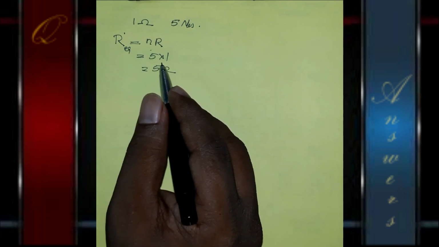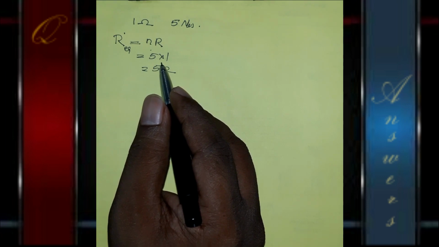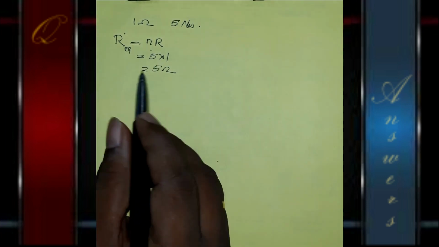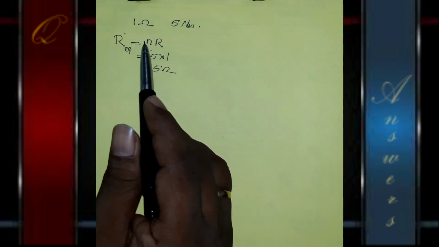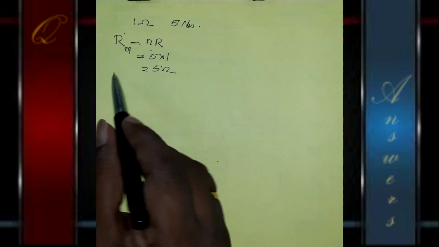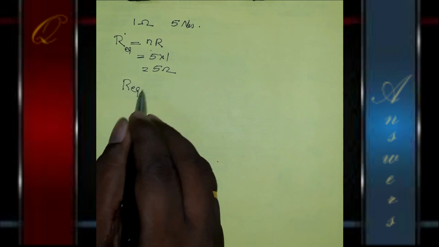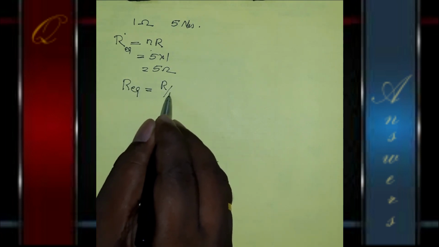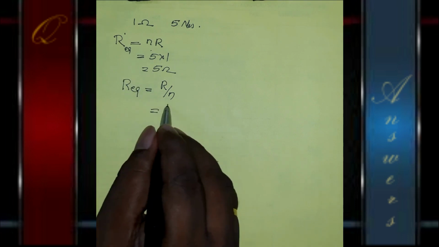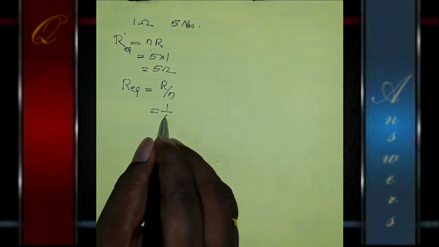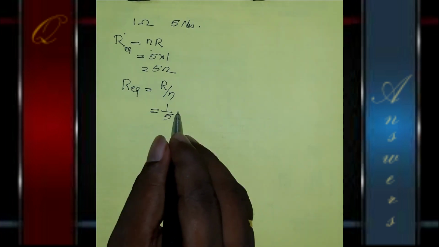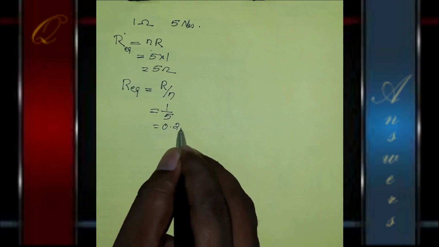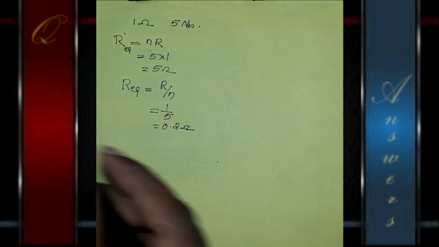Now the other question is, what is the lowest resistance that can be made by these 5 1 ohm resistors? The lowest resistance is obtained when these 1 ohm resistors are connected in parallel. What is the equivalent resistance when they are connected in parallel? R equivalent is equal to R divided by N. R is 1 ohm divided by N, the number, which is 5. That is 1 by 5, or it can be written as 0.2. 0.2 ohm is the equivalent resistance.